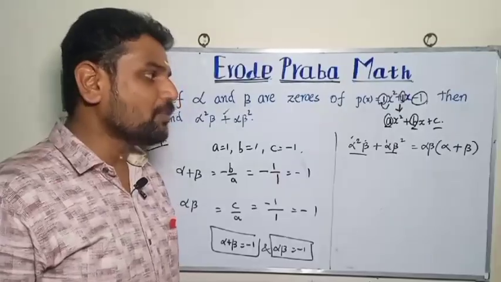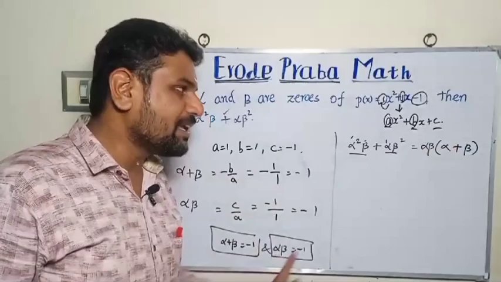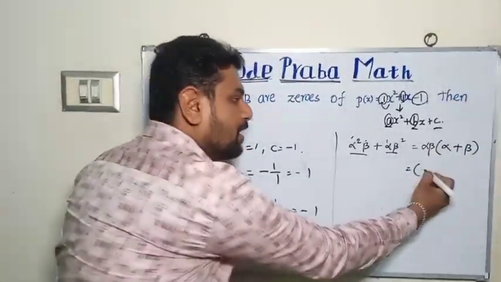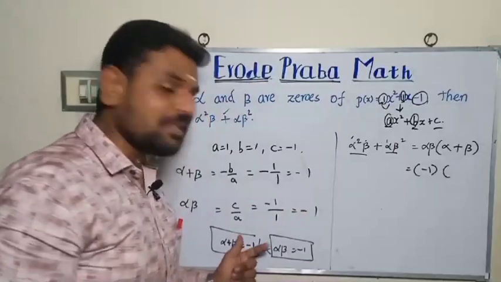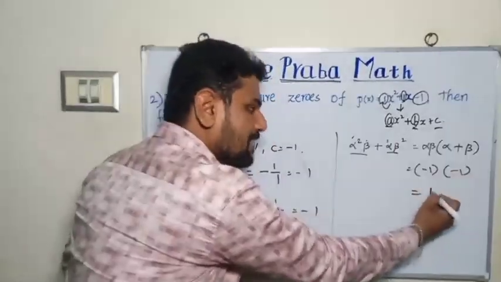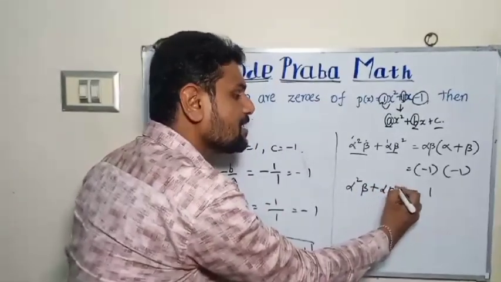We have found the alpha × beta and alpha + beta values here. Now we can apply them. The alpha × beta value is −1, multiplied by the alpha + beta value, which is also −1. Now −1 × −1 is +1. So this is the value of alpha² beta + alpha beta².